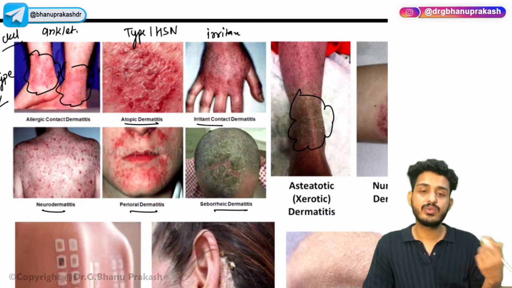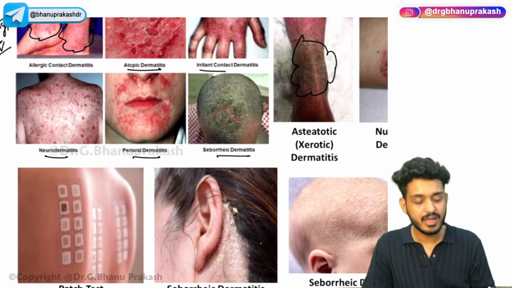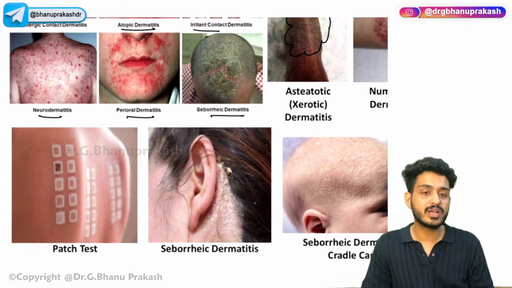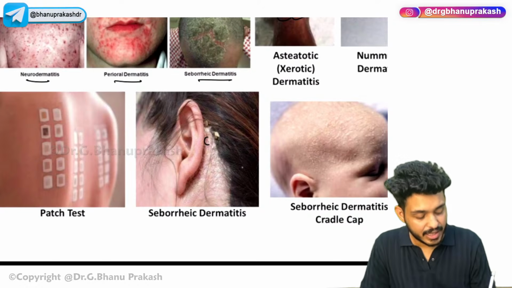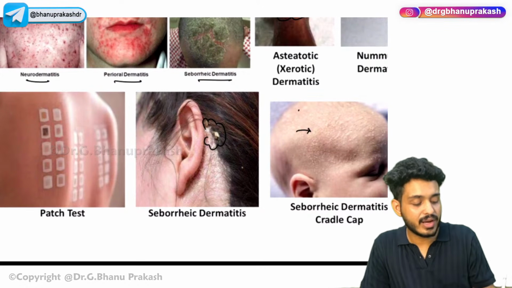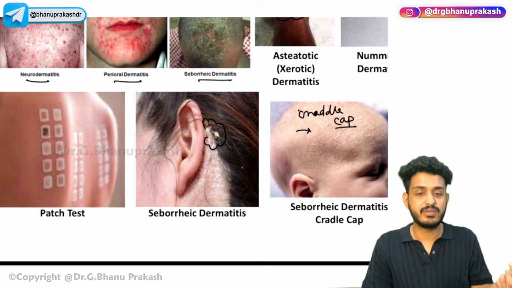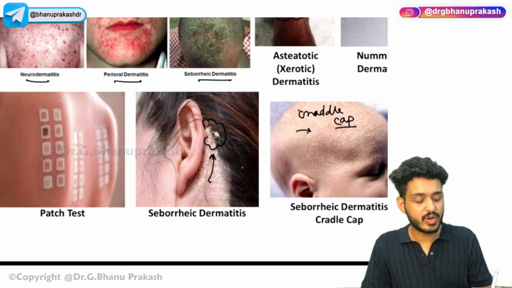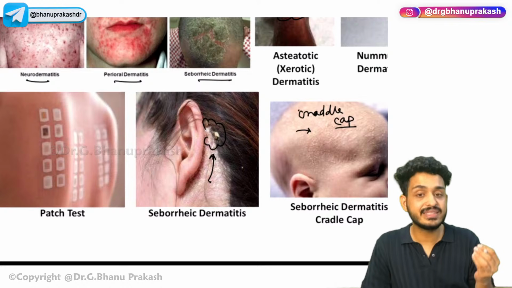Seborrheic dermatitis you will be having on the scalp, right? What kind of scaling will you see in seborrheic dermatitis? Can you appreciate these greasy-like scales? In babies we call it cradle cap appearance. Basically it is dandruff, right? So you will be finding seborrheic dermatitis with greasy-like scaling.